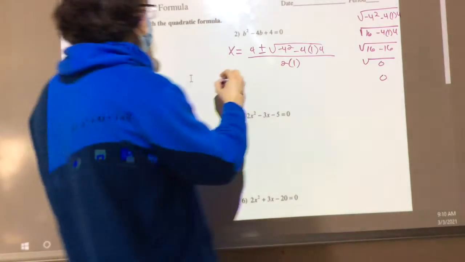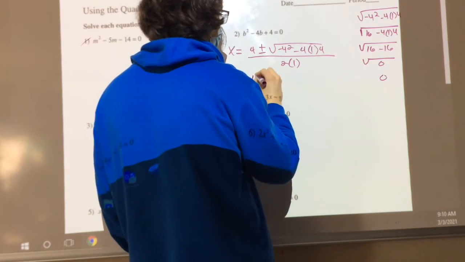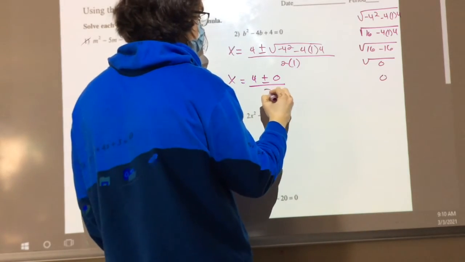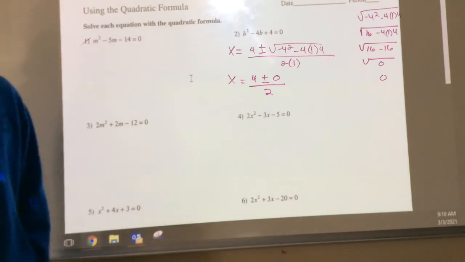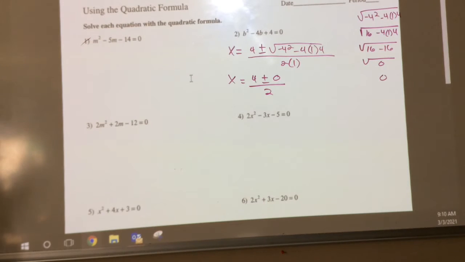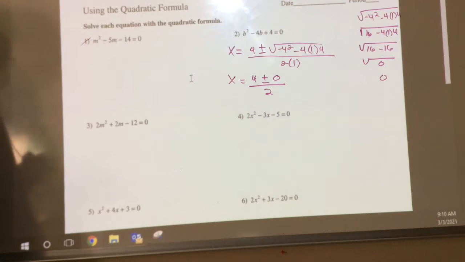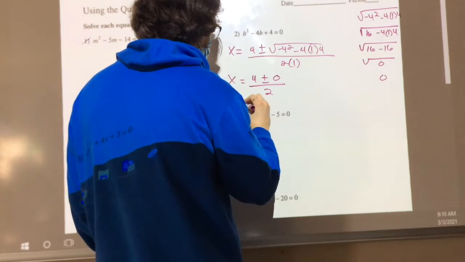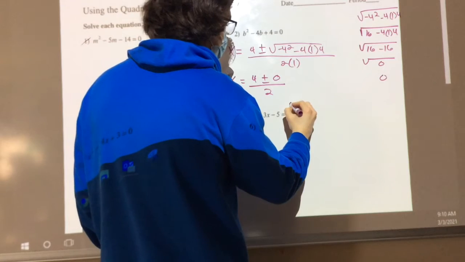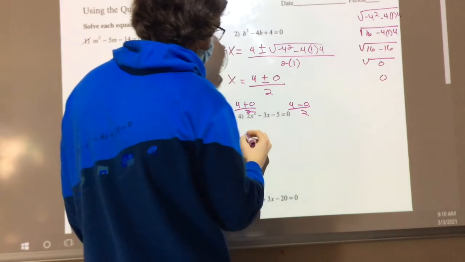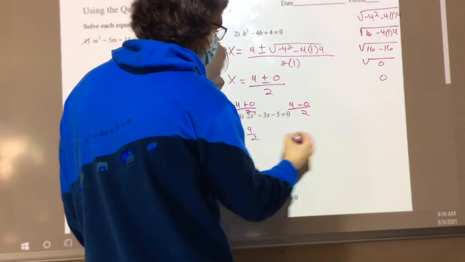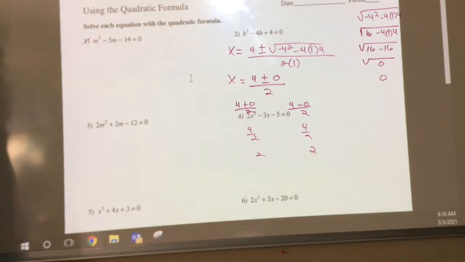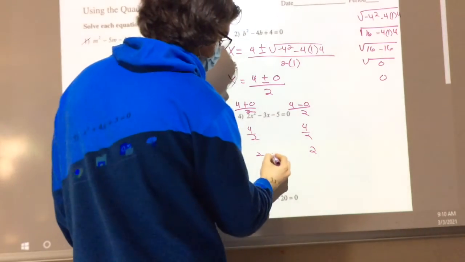Now, if I come back to my problem, we're going to have x equals 4 plus or minus 0 divided by 2. Okay, is everybody with me so far? Probably look a little confused. What's wrong? Okay, so if I break down my problem to the next step, we're going to have 4 plus 0 divided by 2, and 4 minus 0 divided by 2. So I'm going to end up with 4 divided by 2, 4 divided by 2, 2 and 2. So we only have one x-intercept. Yeah, good. Well done, Hayden.